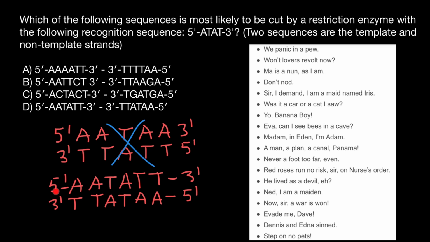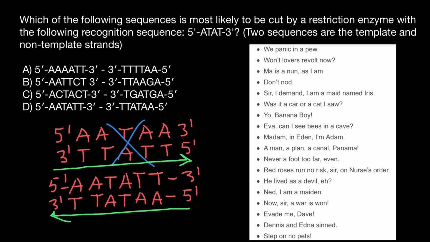5' end AATT, 3' end. And the complementary strand: 5' end AATT, 3' end. We call such a sequence palindromic because we read the same sequence on one strand of the DNA, and the same sequence is on the other strand of the DNA. One goes forward, another goes backward.